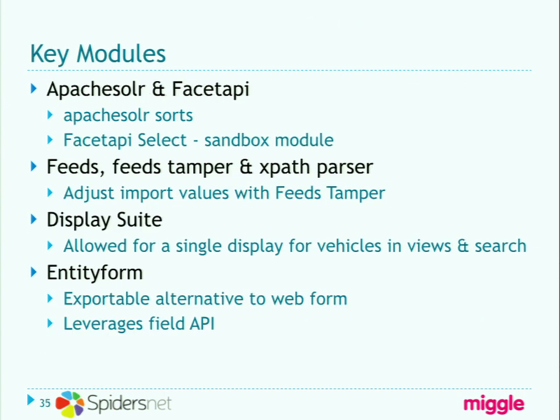So some of the key modules that we used as part of the platform build: there's a very key search element to the platform, so we use the Apache Solr module and Facet API. We also use Apache Solr Sorts, and Facet API Select. There was a key requirement to have drop-down facets rather than standard checkbox or radio button facets, so we used a sandbox module for that. We also used the Feeds module a great deal. One of the core requirements of the platform was to pull in feeds from their existing stock management system. Feeds and XPath Parser were really key in putting those parts together.